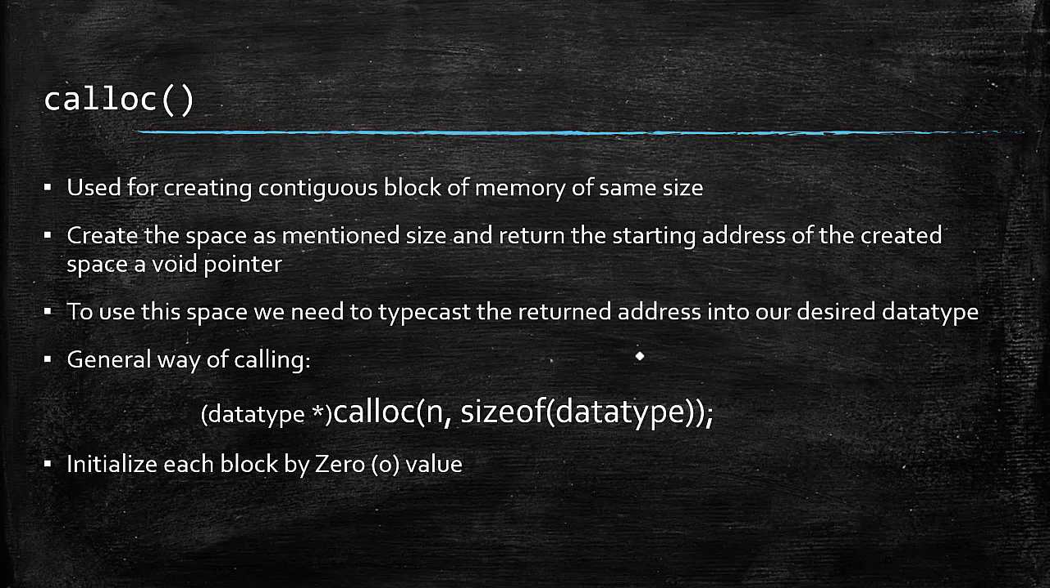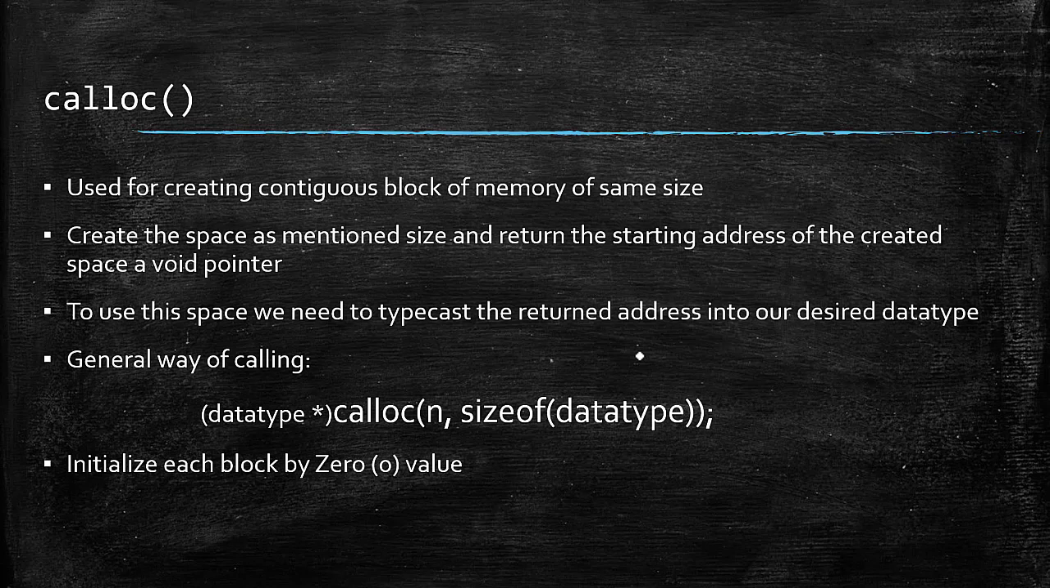Now, calloc is used for creating memory space dynamically. It generally creates memory space in a contiguous block. Each and every block will be of the same size. The size of each and every block will be the same as the data type you are mentioning at the function call. It creates the space of the mentioned size and returns the starting address of the created space.